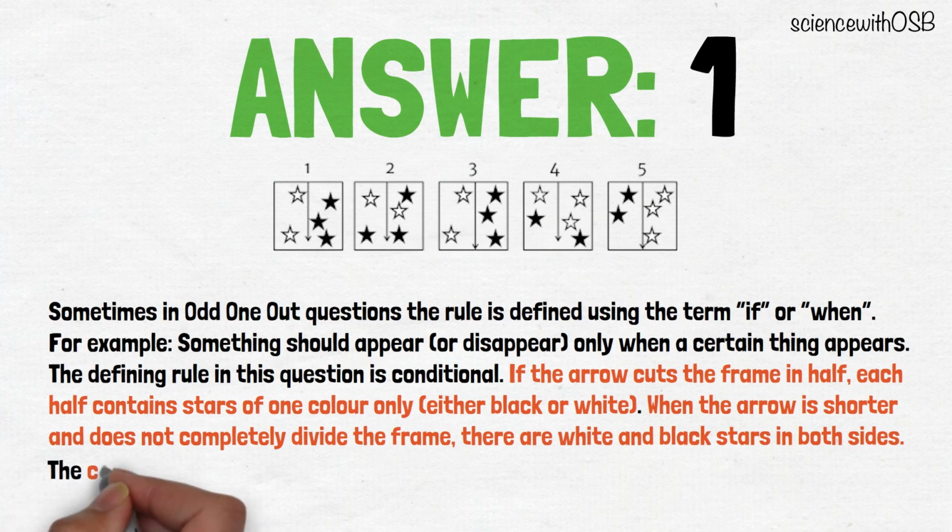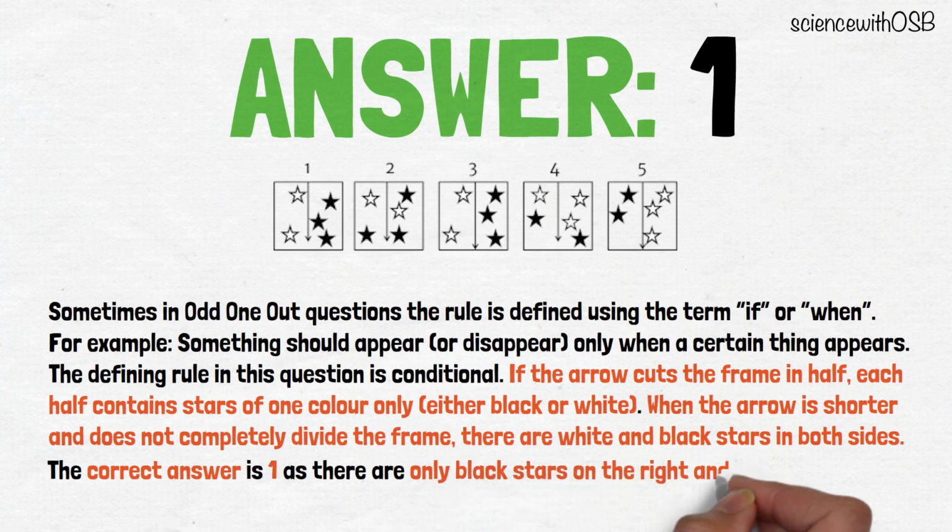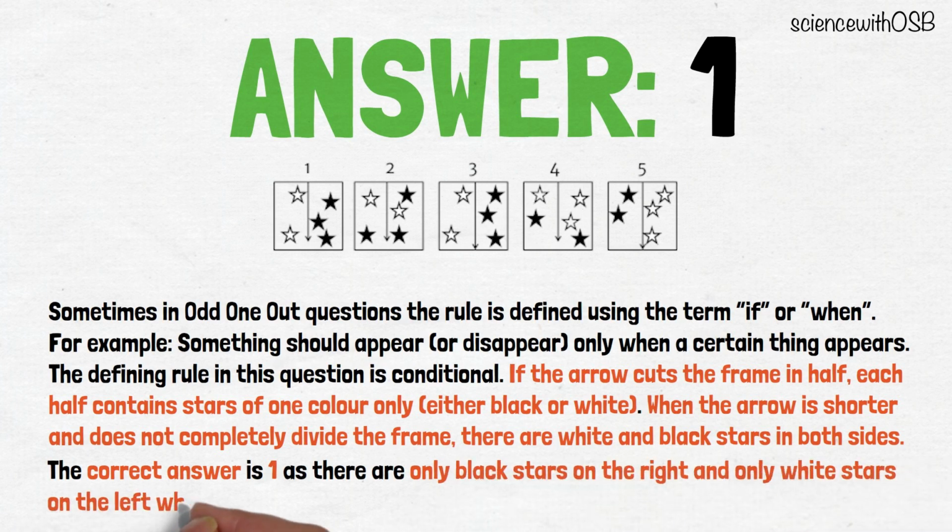The correct answer is 1, as there are only black stars on the right and only white stars on the left while the arrow is short.